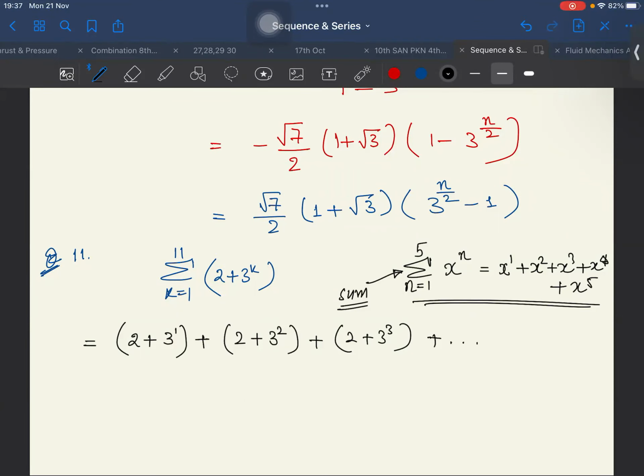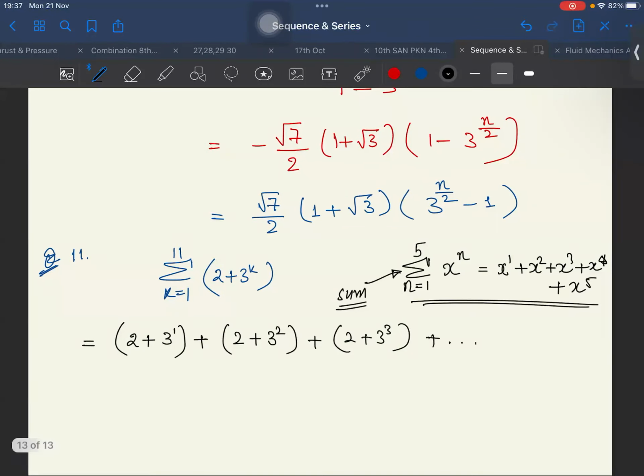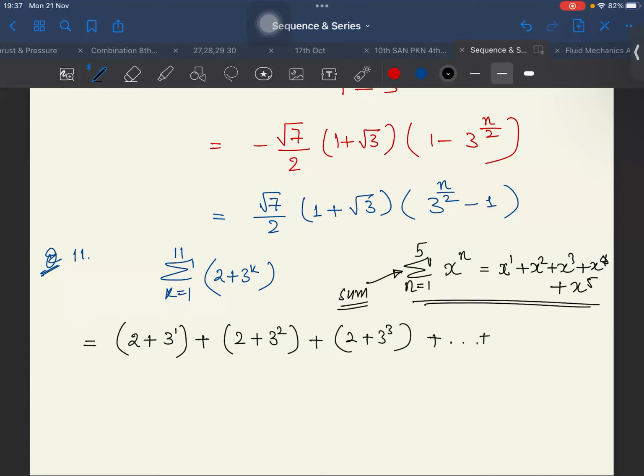You will add till 11 terms, plus 2 plus 3 to the power of 10, plus 2 plus 3 to the power of 11. So these are the terms that you are getting here. Now let's write down. See, now 2 will appear 11 times.